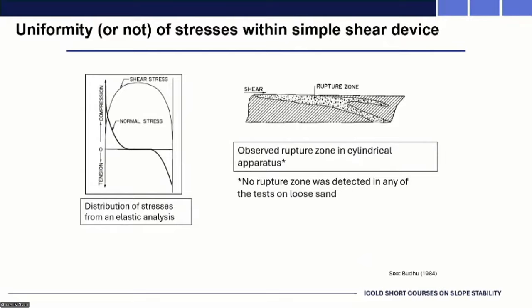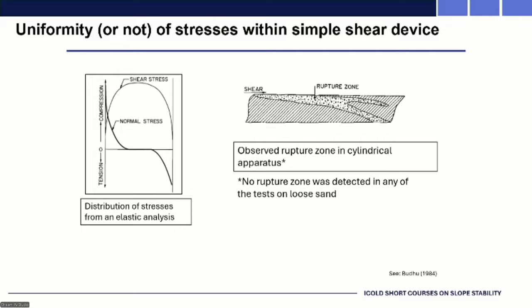Over the central section of the sample, you're getting a pretty uniform shear stress, but towards the edge you're getting a distinct stress gradient. What that showed in the work they did, because they used these plexiglass type sample containers, is you can get rupture zones because of this stress non-uniformity. But the good news, which I found out after doing some digging, is they found no rupture in tests done on loose sands, loose materials.